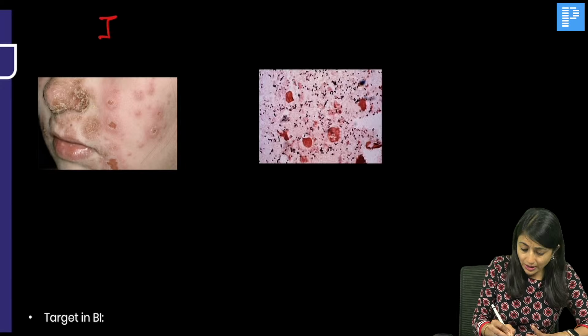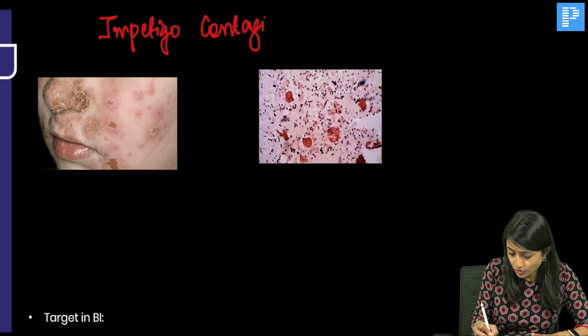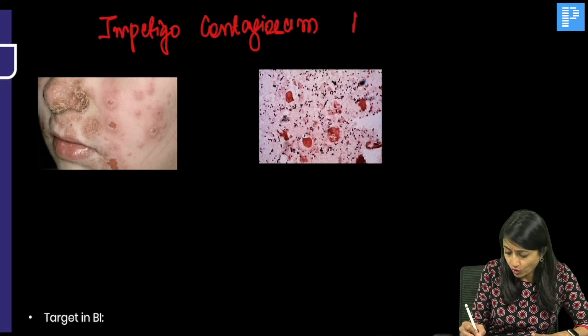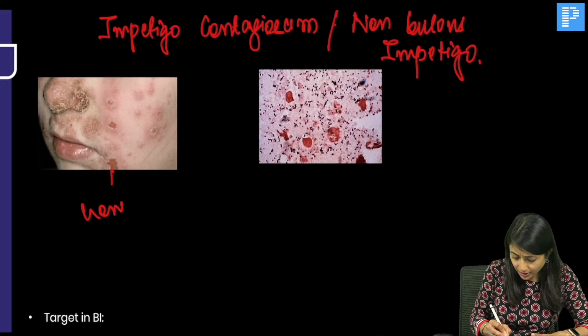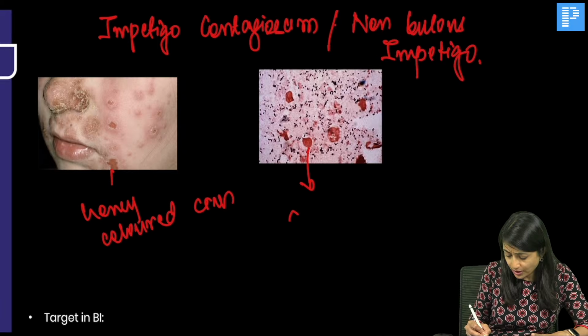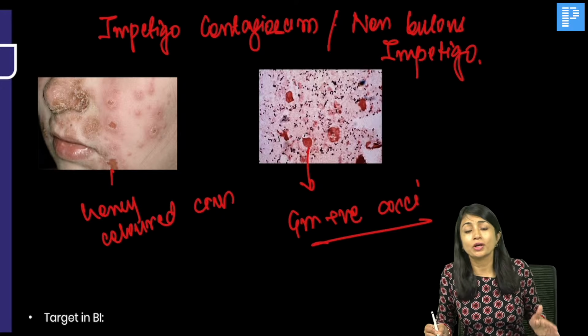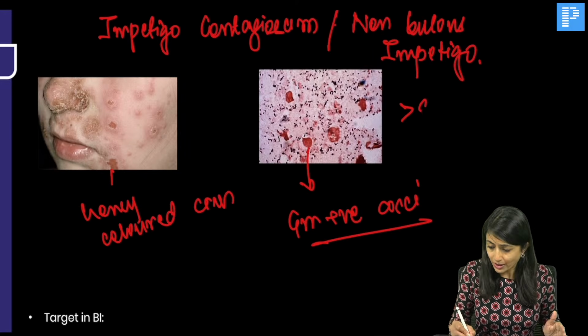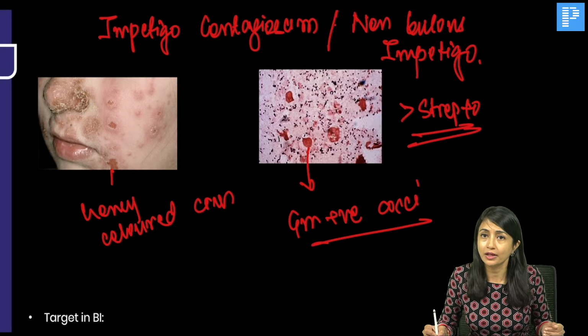This is also called impetigo contagiosum. So you may be given either impetigo contagiosum or non-bullous impetigo. It is usually seen in toddlers, usually on the face as honey colored crust. If you do a Gram stain, you see gram positive cocci, because it's caused by staph and strep. Non-bullous impetigo is more commonly caused by streptococcus, but in developed countries, it can also be caused by staphylococcus.